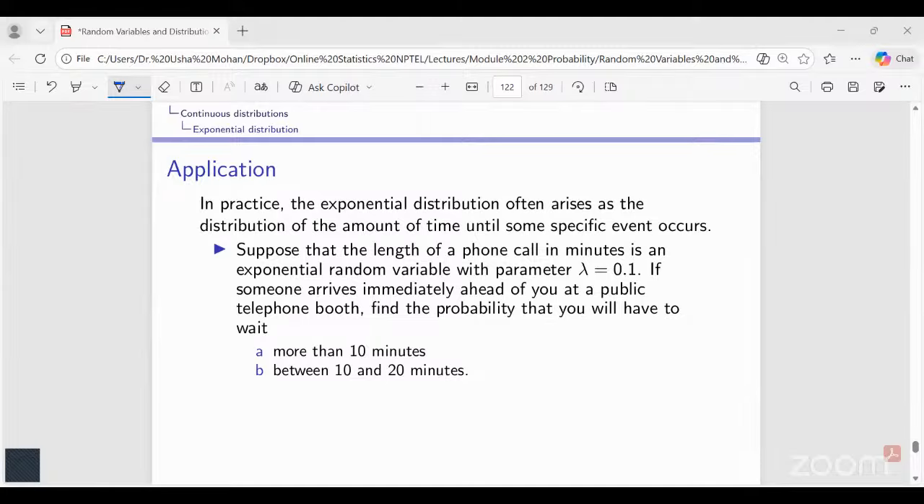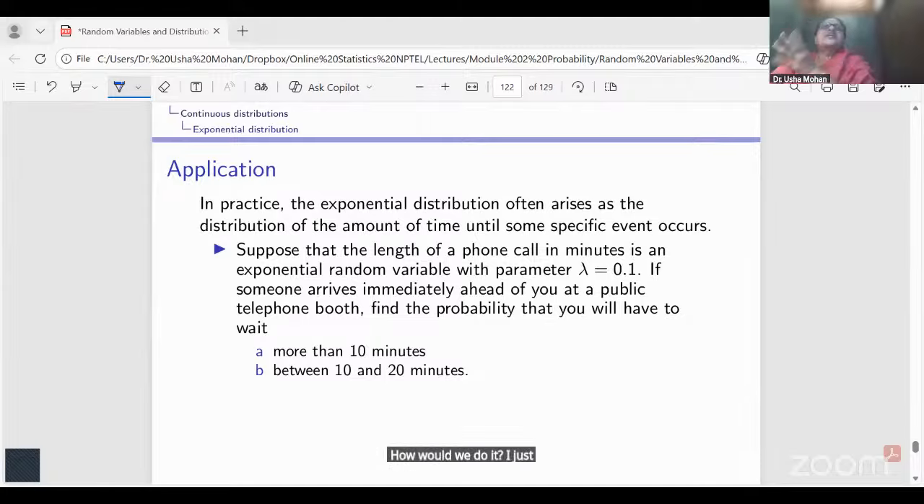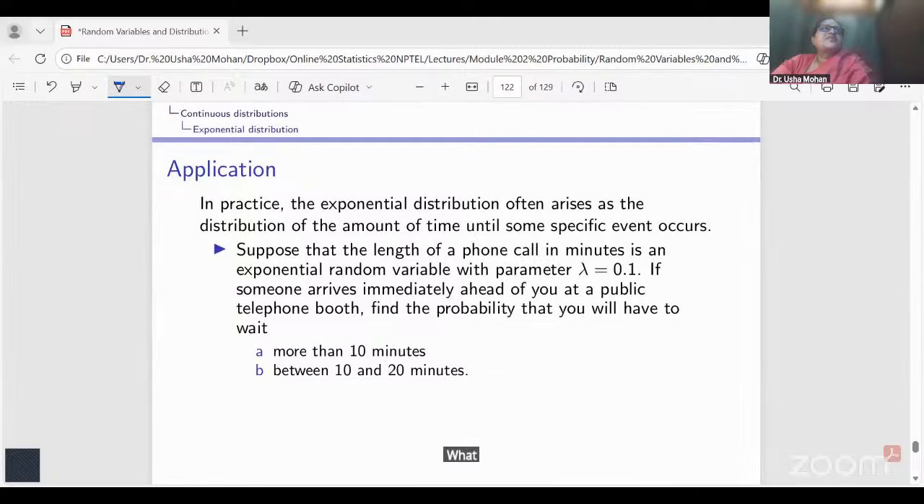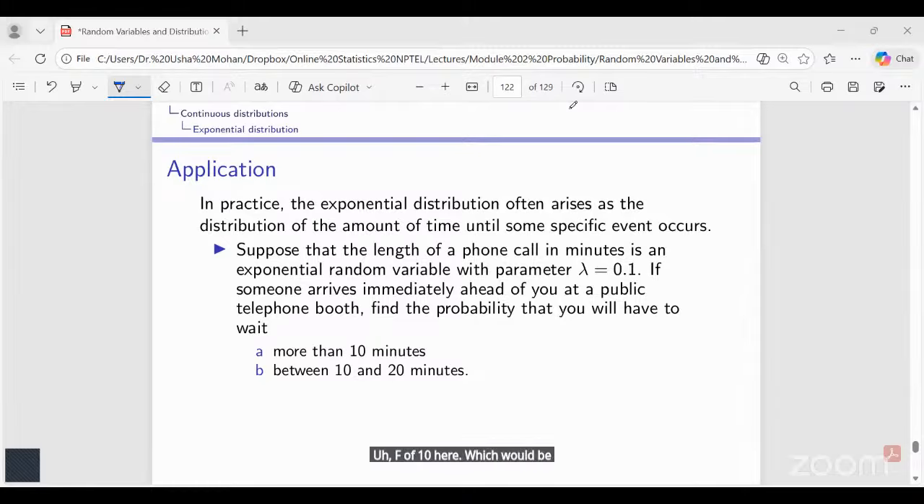How would we do it? Let me spend some time. This is the last problem, so I just want you to understand how we do it. We get the F(x) first, because it is more than 10 minutes, so we do 1 minus the probability of less than 10 minutes. We find the F(x). What is F(x)? F of 10 here would be 1 minus e to the power minus lambda into 10.